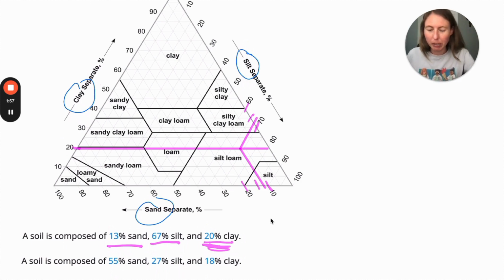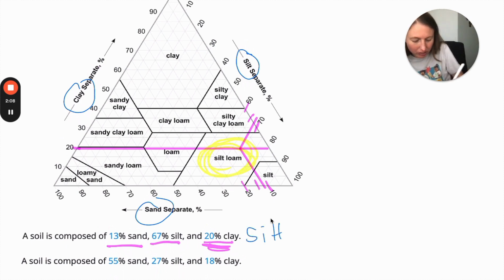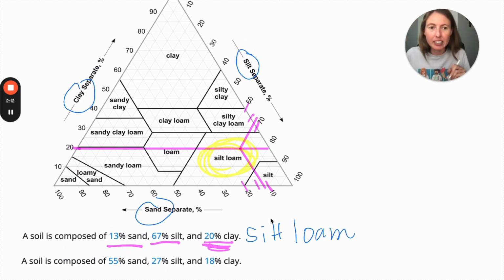Let's try one more example. Oh, and I almost forgot the most important part. So once we find the part that it intersects, that's your classification of the soil type. So in this case, this soil is a silt loam. And you'll learn more about why that's important, of the types of soil that are good for different purposes.